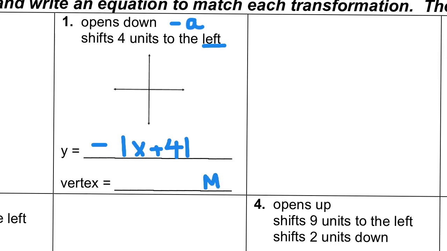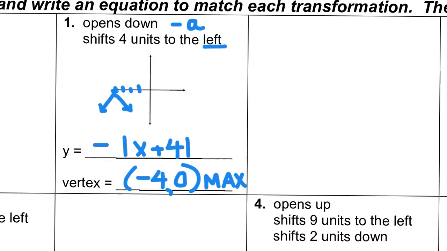This will be a maximum point because if it shifts 4 to the left and it opens down, our function will look like that. Now to find our vertex, notice that we went 4 to the left, so that would be negative 4, and we didn't go up or down any, so that is our vertex.